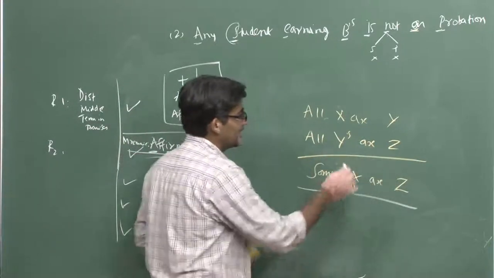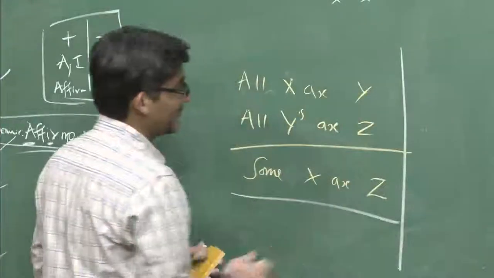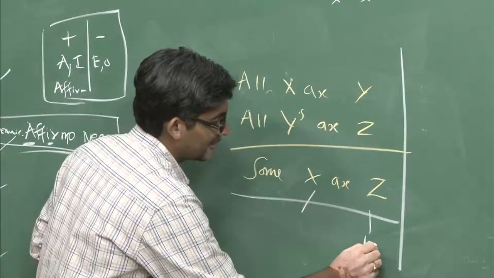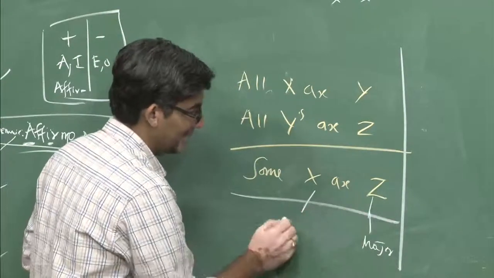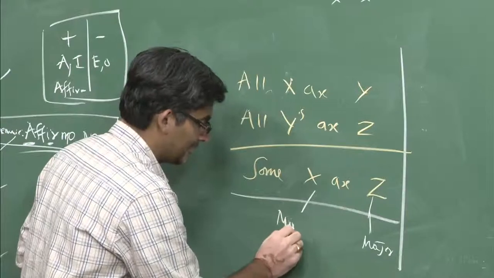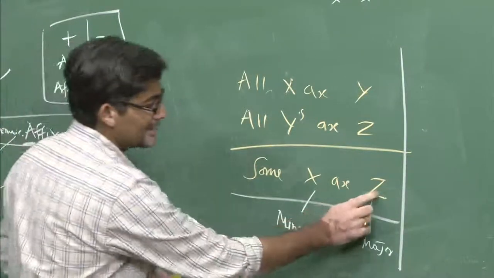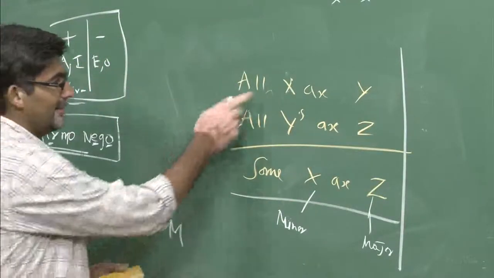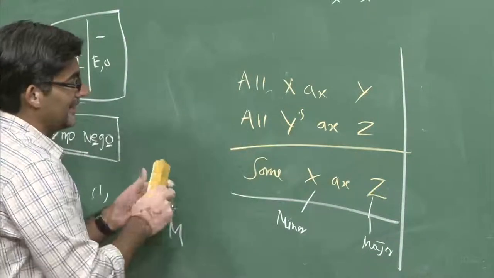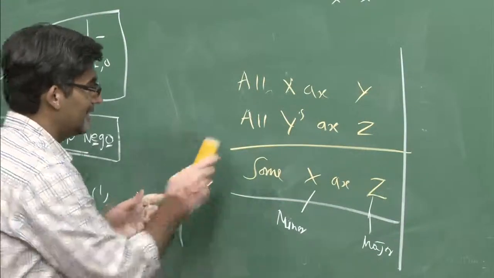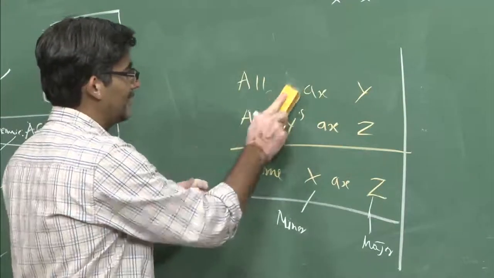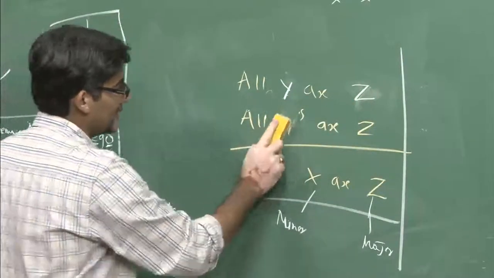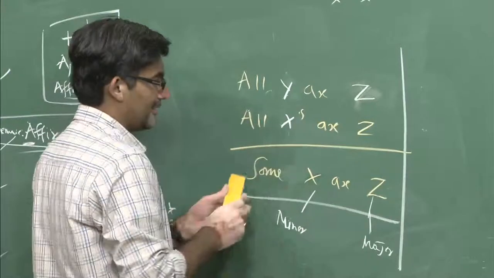Now we have to change it a little bit, as this is not in the standard format. First you identify the major term and the minor term. Z is considered to be the major term, and this is the minor term. Wherever this Z occurs needs to be stated first, followed by the minor premise. So this becomes: all Ys are Zs, then all Xs are Ys.